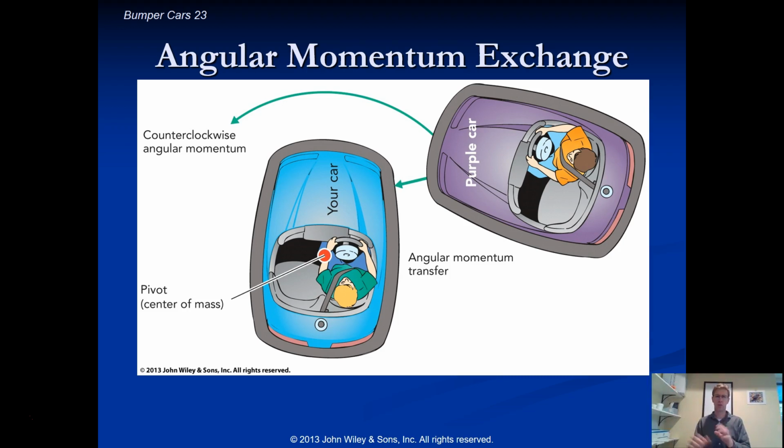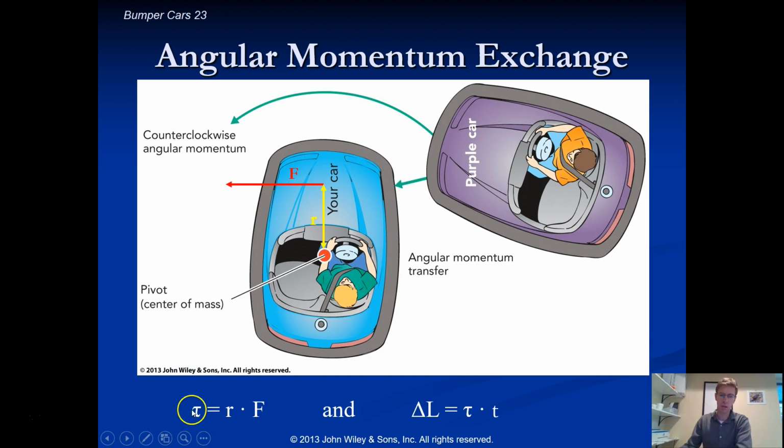So again, let's use the bumper car analogy to wrap up this section and really to wrap up chapter 2 altogether. Here are two bumper cars. As they collide with one another, if we just think about angular momentum, if you're in the blue car here, the purple car is going to apply a force to your car at some lever arm distance away from your central axis, your axis of rotation, your center of mass.